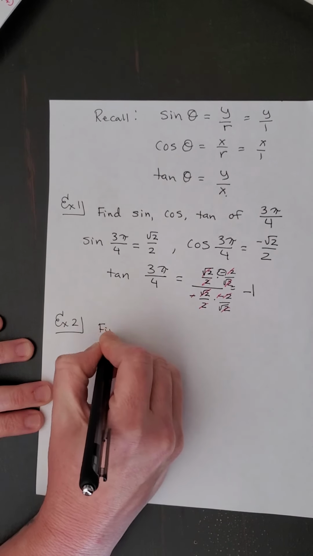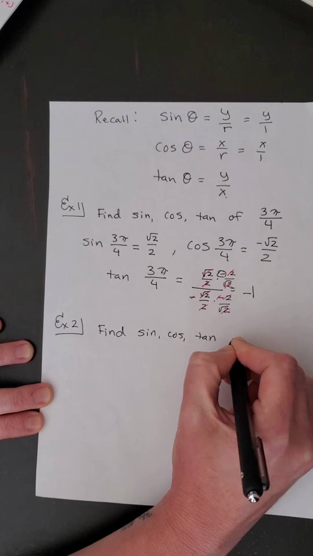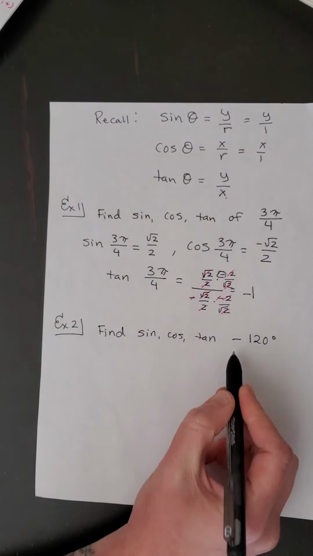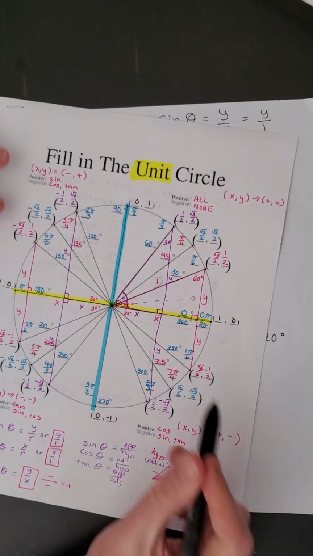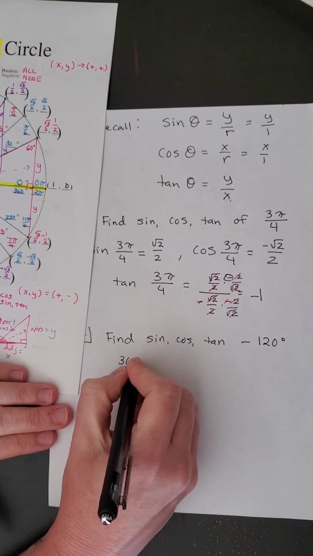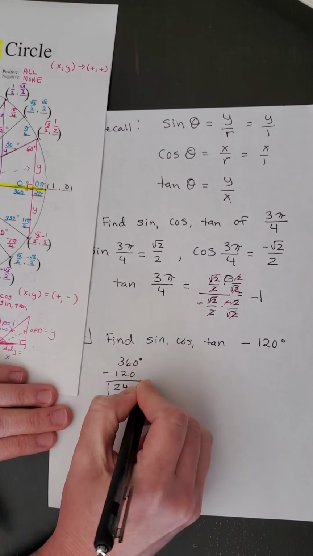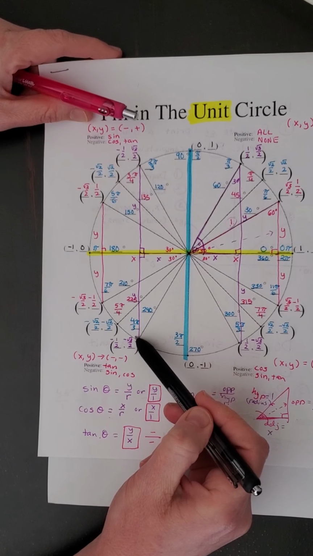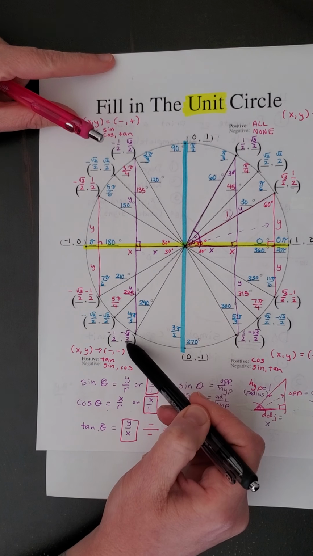Let's find sine, cosine, tangent of -120 degrees. So recall, if it's -120, rather than moving this direction 120, we'll move backwards 120 degrees. Or you could just say, well, 360 minus 120 is 240 degrees. And so 240 degrees is right here on your unit circle. It's the same as 4 pi over 3. Here's our two values, -1/2 and -√3 over 2.